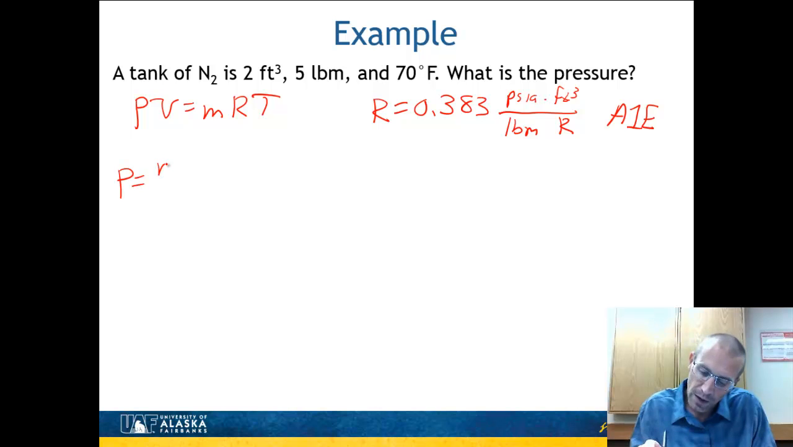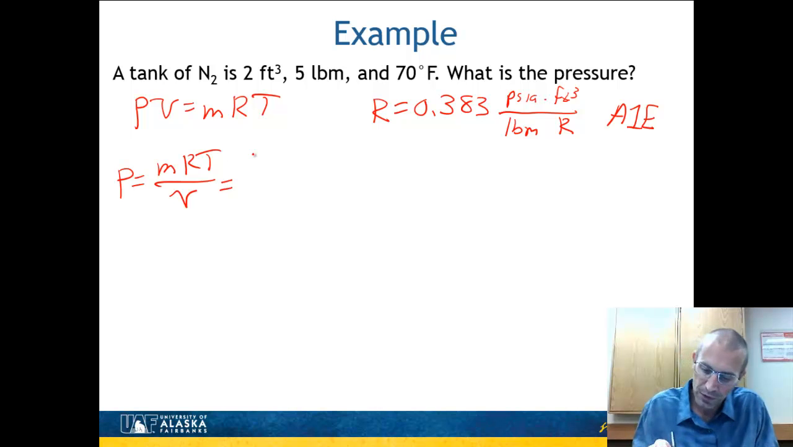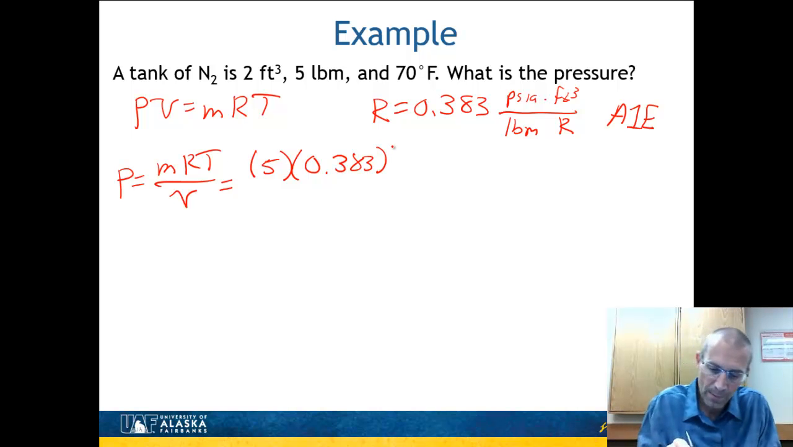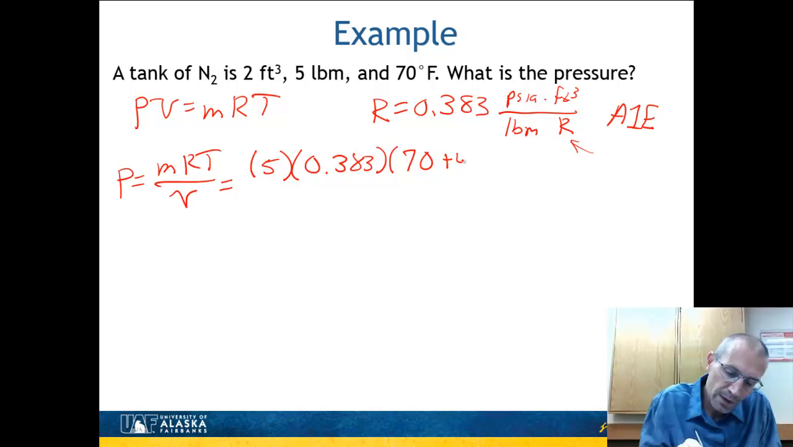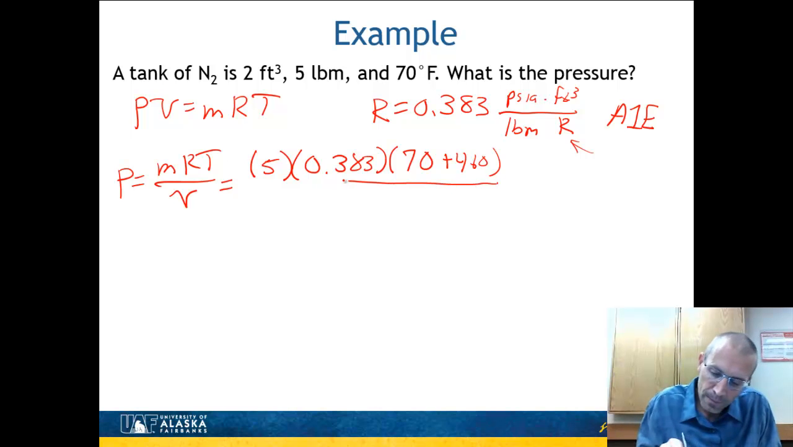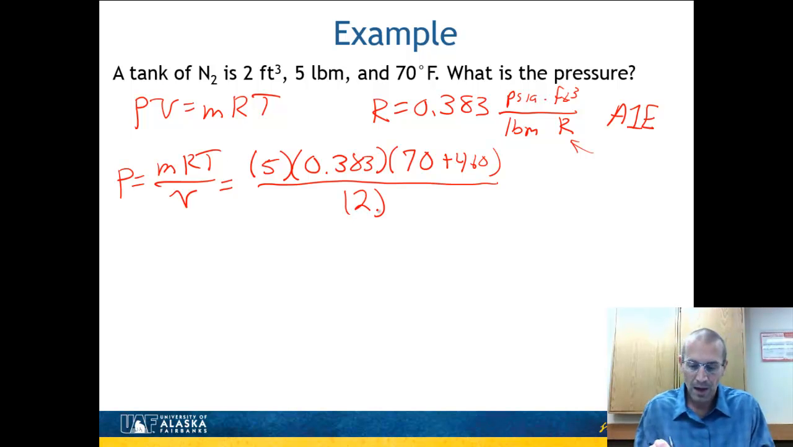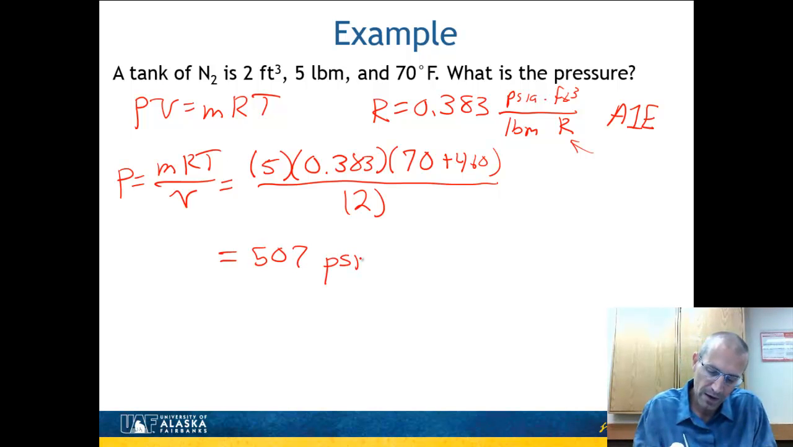We've got P is equal to mRT over the volume. Let's plug those numbers in. We have 5 pound mass, 0.383, which is my value of R, and temperature, which is 70. Now notice this is degrees Rankine, so I need to convert my Fahrenheit to Rankine. I need to add 460 to that. And now I'm going to divide by my volume, which was 2 cubic feet. If I do that arithmetic, plug it into my calculator, this comes out to be 507, and my units are PSIA.